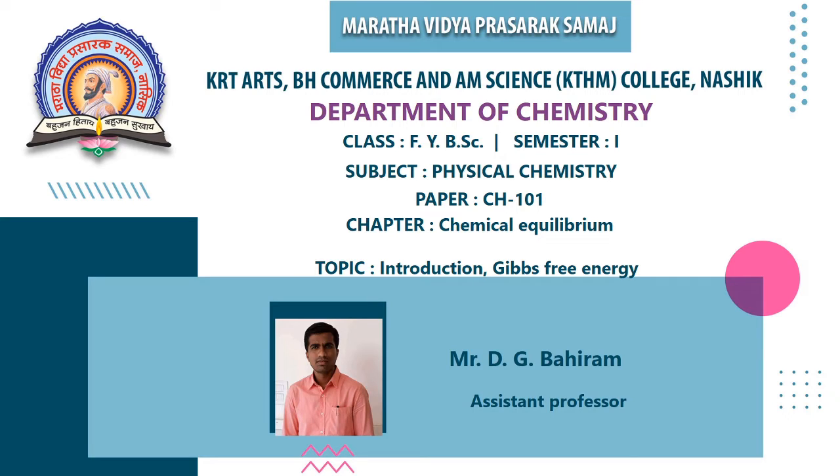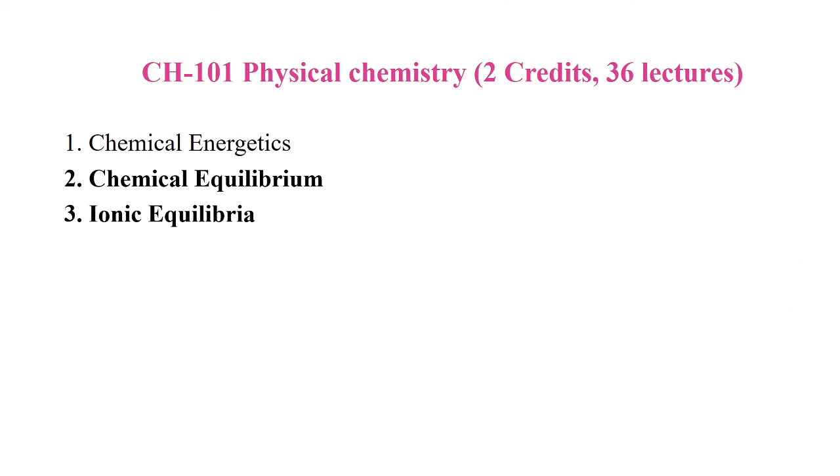In this semester, I am going to teach you CH-101, that is the physical chemistry. Before going to start, let me introduce the brief outline of this syllabus. CH-101, that is the physical chemistry, having 2 credits and comprises 36 lectures.